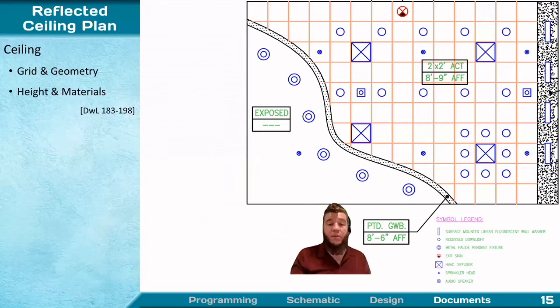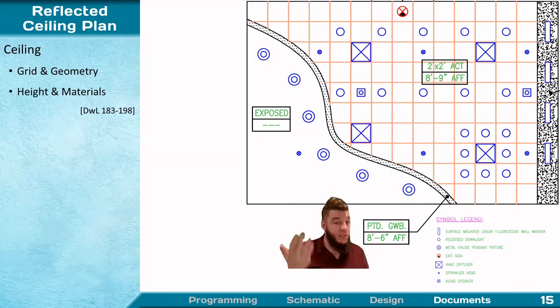You also need to understand the height and materials. That's exactly what this tag is telling us: how high that ceiling is placed, and also giving us an idea of what that's made out of, which is going to tie back to a materials table somewhere else in the design documentation.